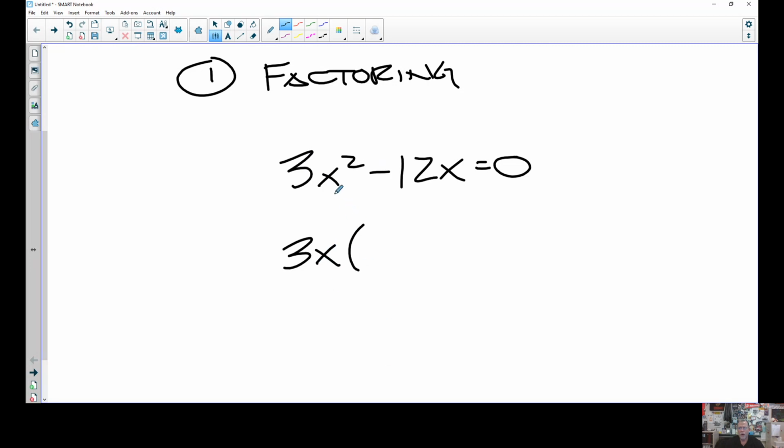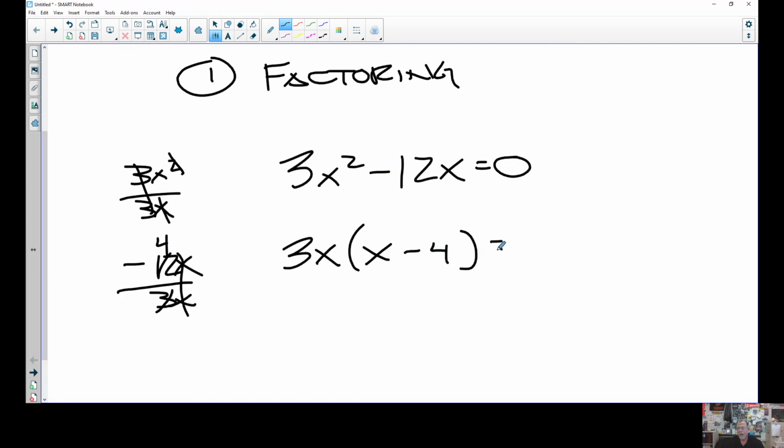Now we make our open parenthesis and we divide 3x squared by 3x. That leaves us just an x, right? The 3's cancel and one of the x's cancel, leaving us just an x. Then we do the same with negative 12x, 12x divided by 3x. The x's cancel, leaving a 4, so we get x minus 4 equals 0. We've got this in factored form now. There's nothing I can do with this or this to take it any further.